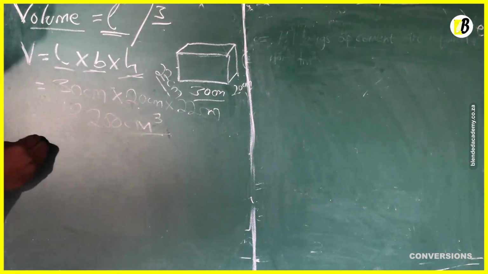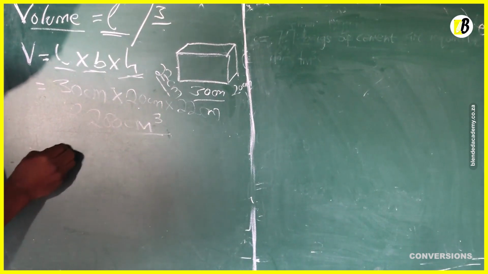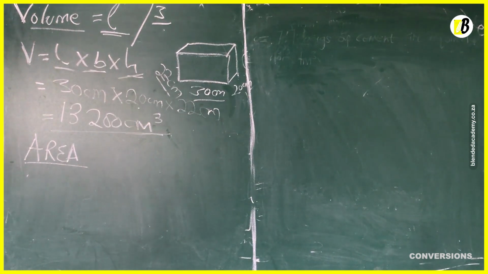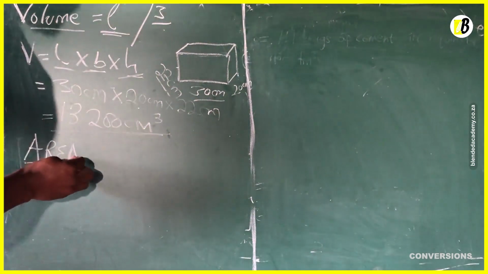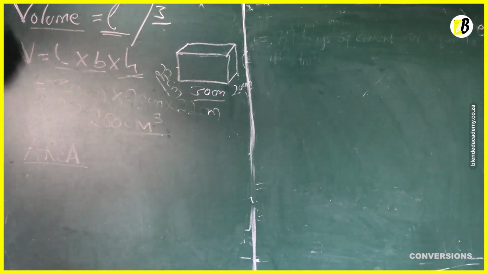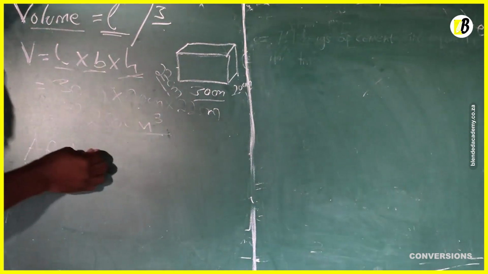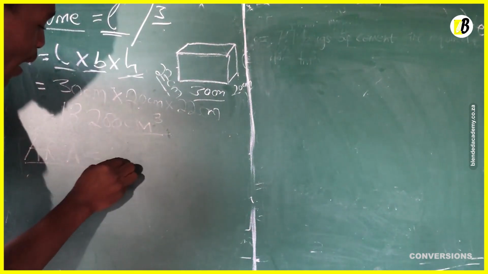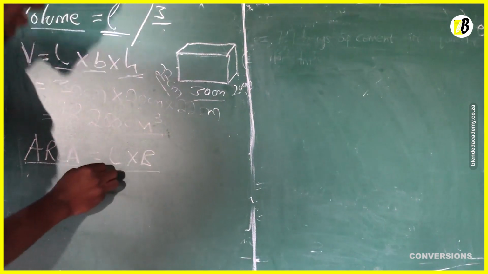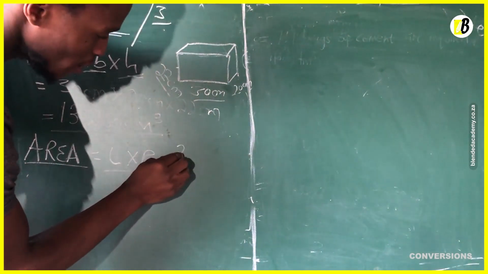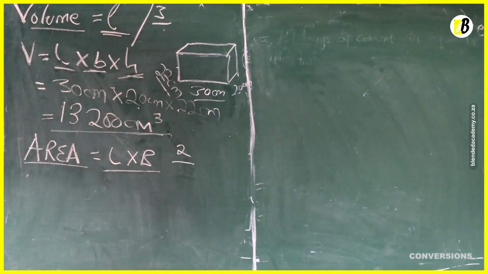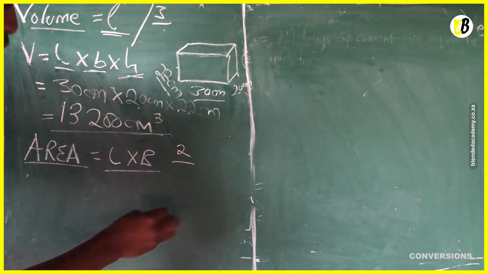Let's go on and take a look at the area. As compared to volume, the area only deals with two sides. So, the formula of this area will read as follows. Length multiplied by breadth. And it's always expressed in square. Remember that. It's always expressed in square, right? So, let's go on and have an example for this.